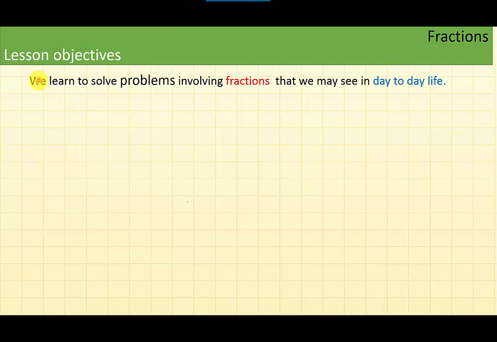Fractions. In this lesson, we are going to learn to solve problems involving fractions that we may see in day-to-day life.